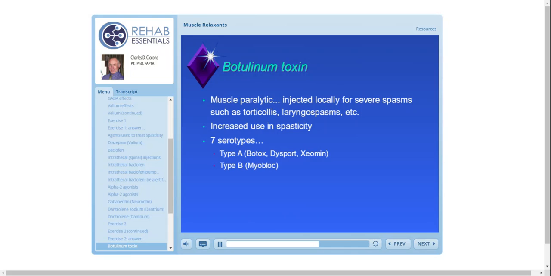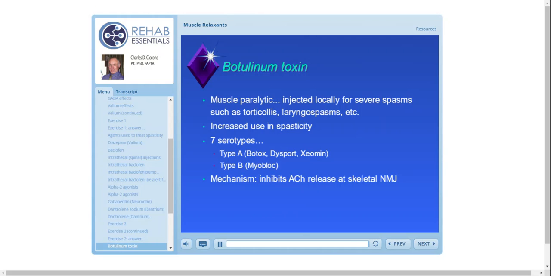There are actually 7 serotypes of this toxin. We've synthesized and purified 2 to be used clinically. Type A goes under the trade name of Botox, Dysport, Xeomin, and type B, which is a different potency and a different serotype, goes under the trade name Myoblock.